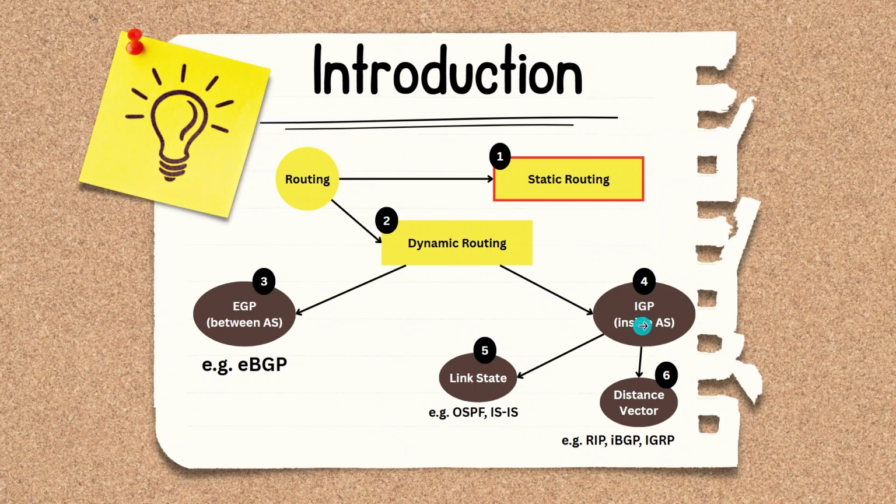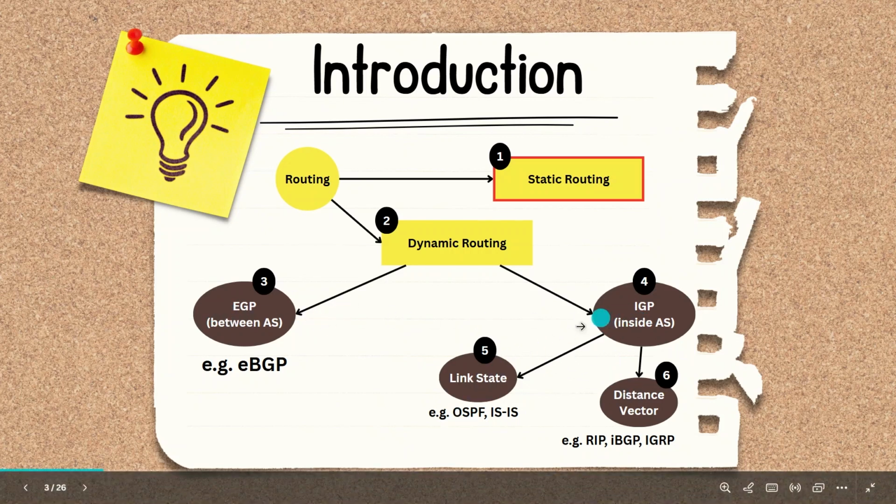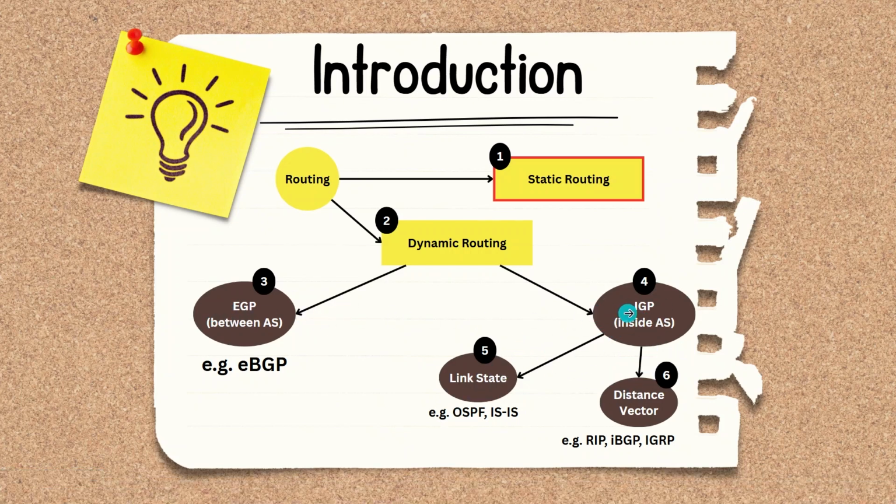Internally, whatever devices I have, all of those devices will also have some IPs, right? So to have connectivity between those devices, I'll run IGP. So these are all the protocols that will be used inside the AS, that is known as IGP.